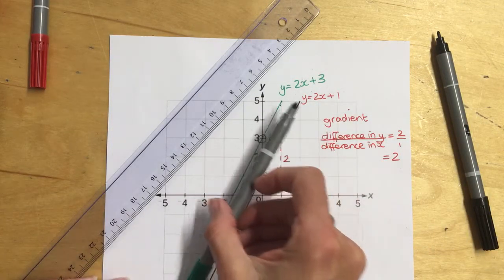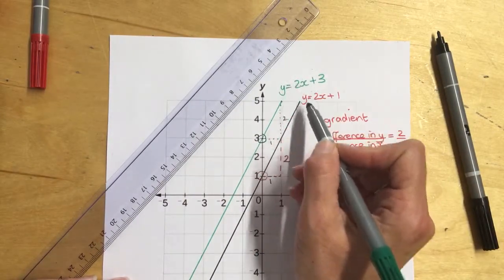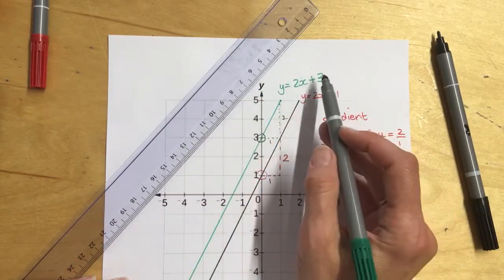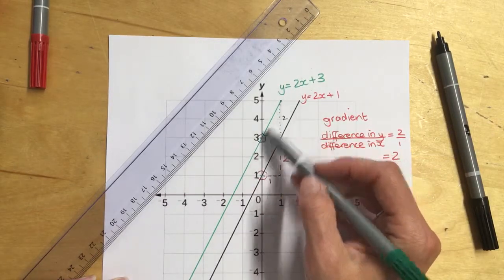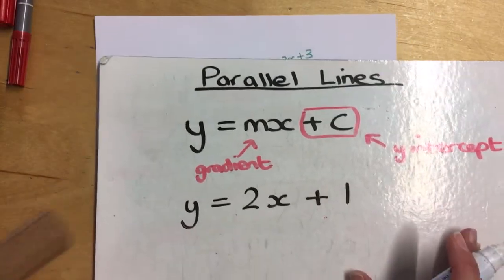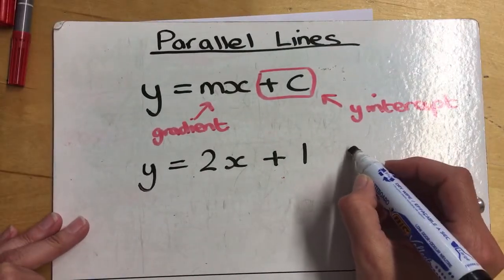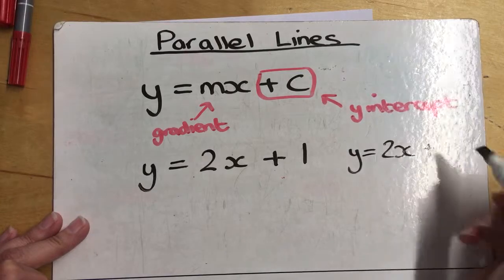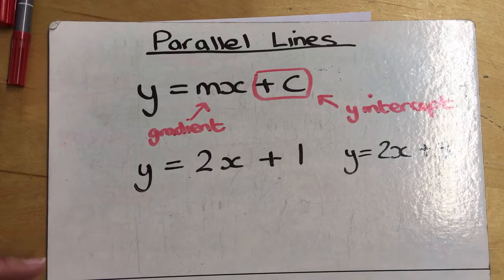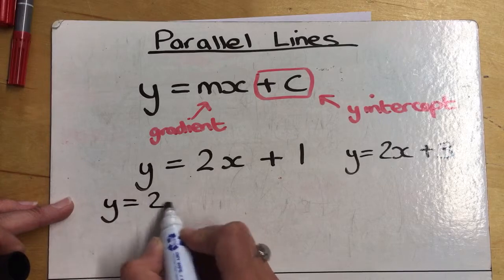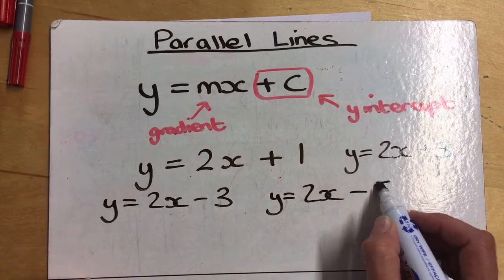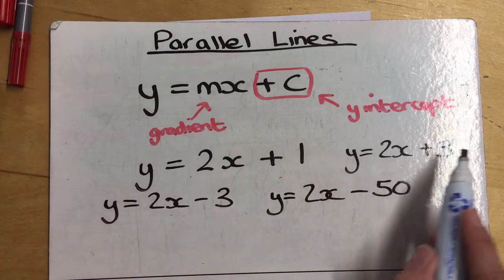So when two lines are parallel, they have the same gradient, the same rise over run, but the point at which they cross the y-axis is different. So this line crosses at 1, this line crosses at 3. So if we go back to here, you could write any line which is parallel to this would have y equals 2x plus or minus something here. So I showed on the other sheet that was an example. You could have anything really, 2x minus 3, y equals 2x minus 50. It could be anything as long as you have this y equals 2x.